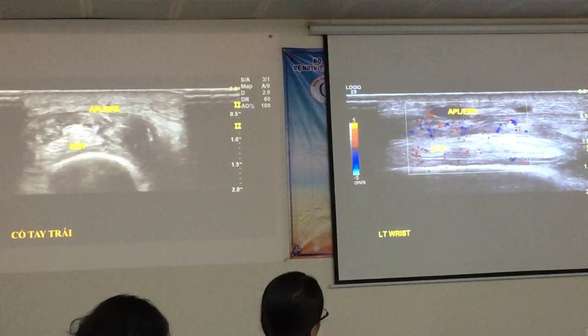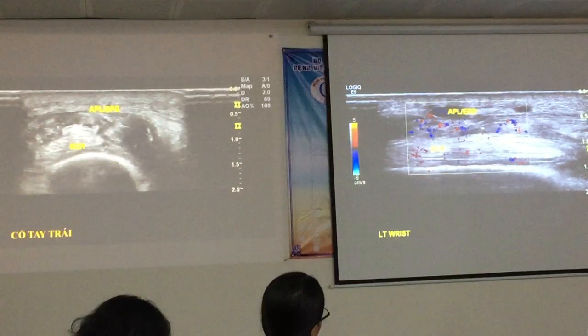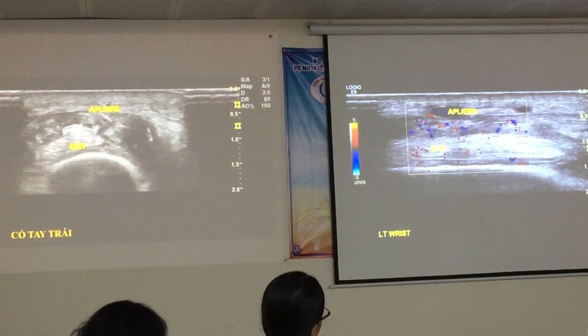So this is just in the longitudinal plane. Once again, we've got the APL and EPB muscle coming across, so that's in short axis, and this is the long axis of ECRL. And once again, all of that edema and hyperemia.